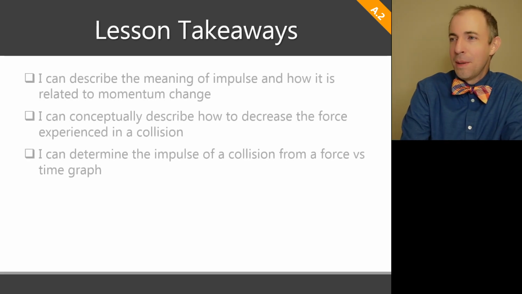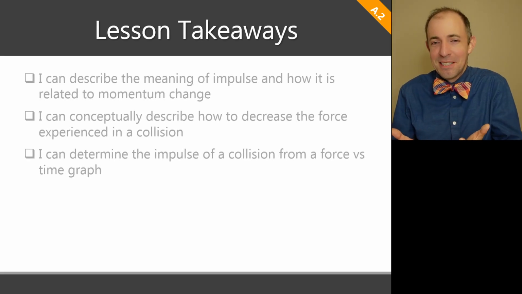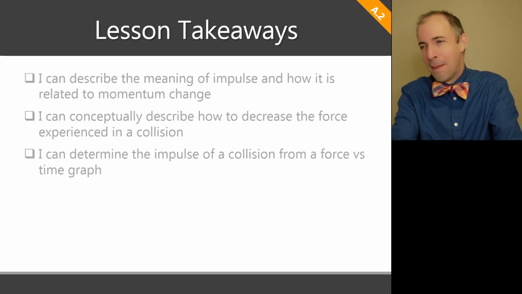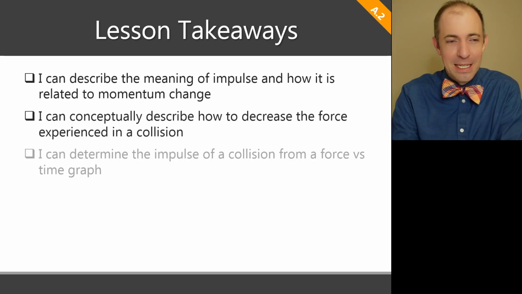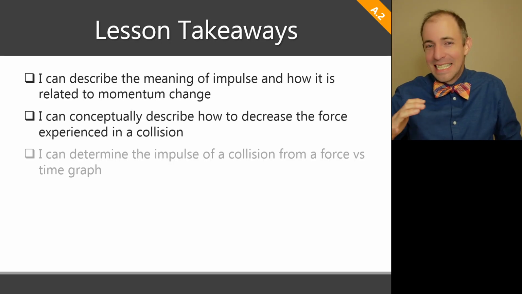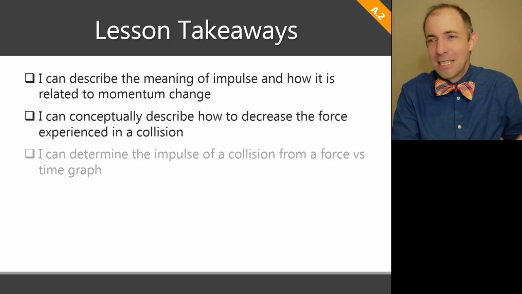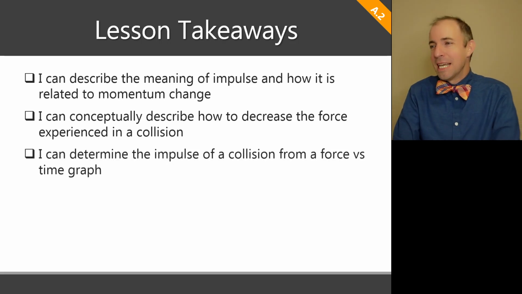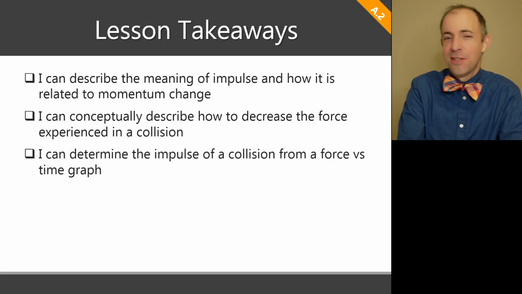So from this, you should be able to describe the meaning of impulse. Basically, my favorite definition is how much does it change your motion? It's the ability to change the momentum. You should be able to conceptually describe how to decrease experiencing a force. So lengthen the times to decrease that force, knowing that the impulse isn't really up for grabs. It's just how much you change in between. And then determine the impulse of a collision from a graph and be able to use that graph to solve for an unknown.